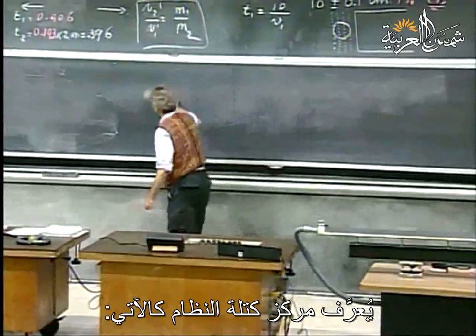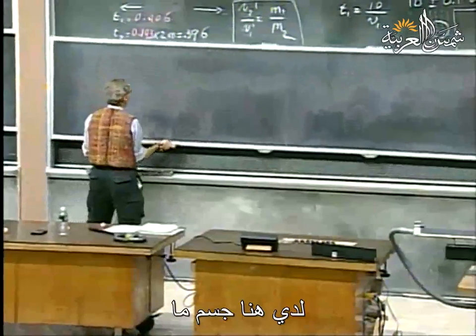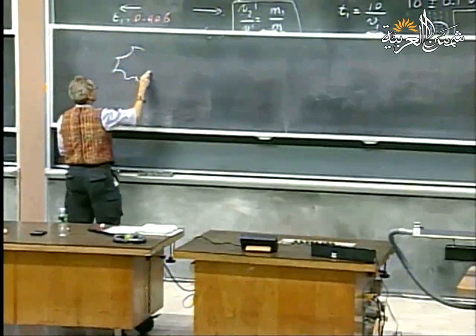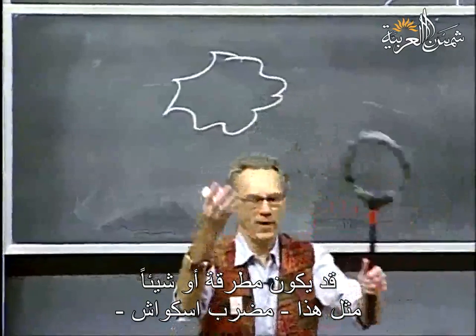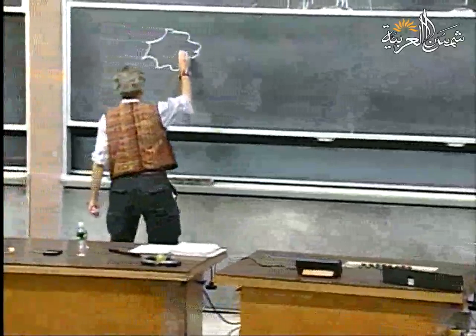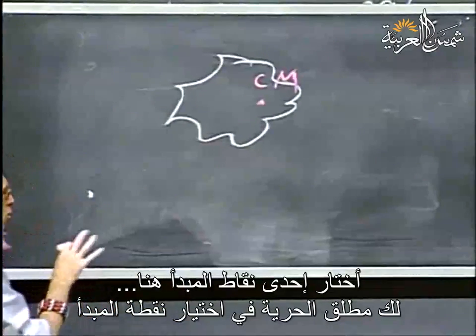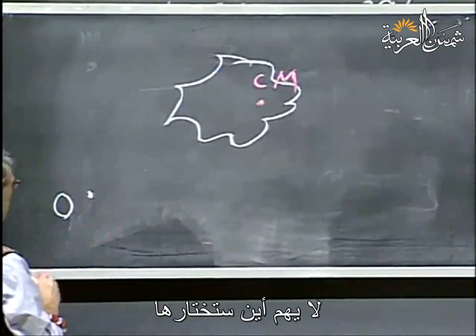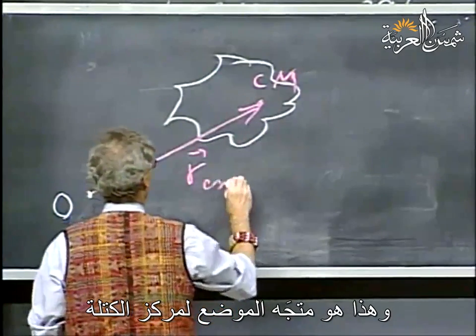The center of mass of a system is defined as follows. I have here some kind of an object, not just a point mass, but it has a finite size. It could be a hammer. It could be something like this, a squash racket. And let the center of mass be, for instance, here. This is the center of mass. I pick any origin I want to. You're totally free to choose this origin. Doesn't matter where you take it. And this now is the position vector of the center of mass.